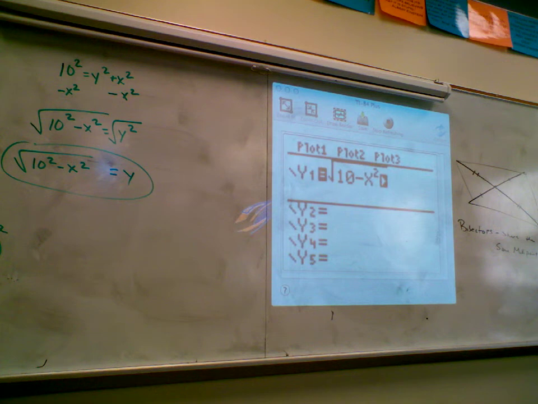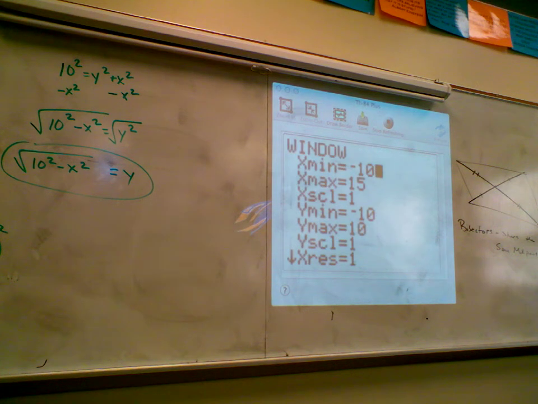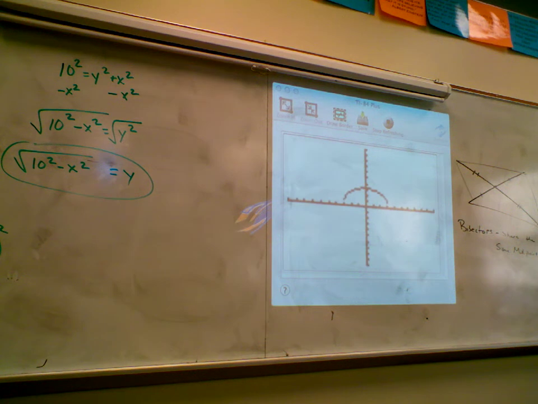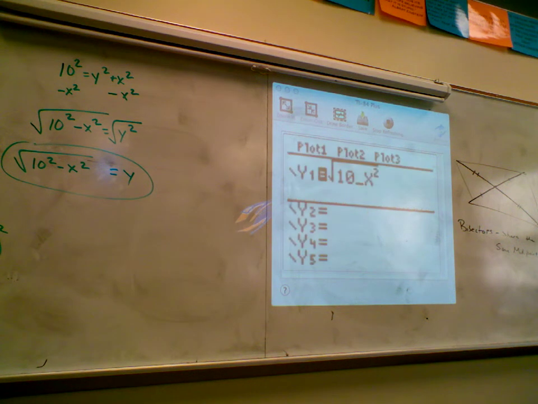I just realized I changed my window last hour, so I just put it back to normal. Oh, you're right, it's 10 squared. I'm a bum, sorry. 10 squared minus x squared. What is 10 squared? 100. So you can put 100 or 10 squared. Thank you, Faith.